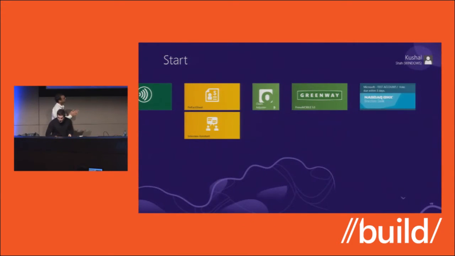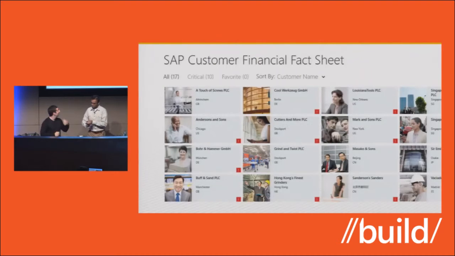Cool. So here, guys, is the app that we just looked at. It's called Customer Financial Fact Sheet. It brings everybody that is field-facing, everybody that's going to talk to a customer, what they need to understand about that customer. Are there any unpaid invoices? Do we owe them money? Do they owe us money? Are we all in good standing so that we can have a conversation with this customer?